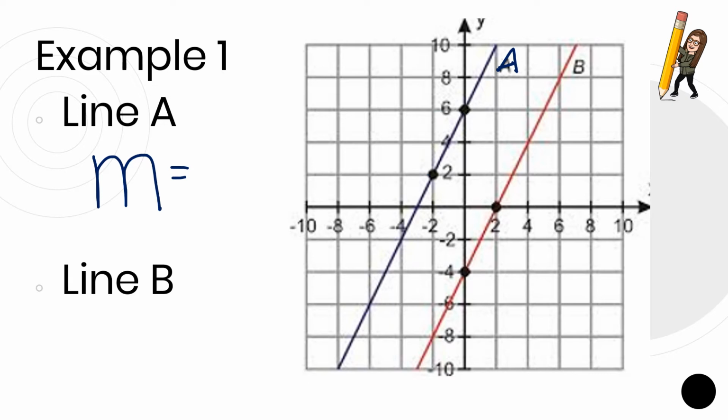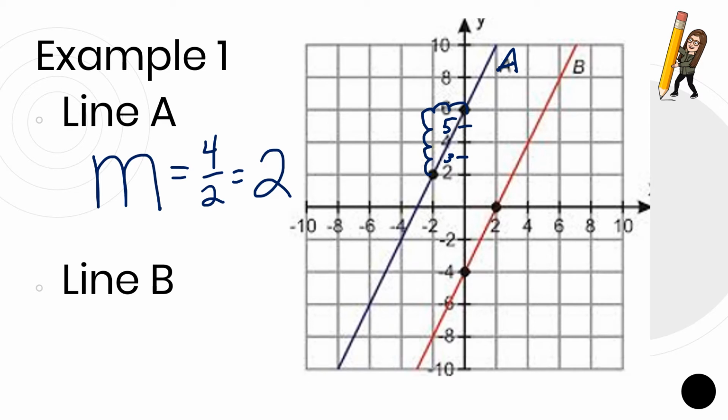Careful though. Notice how that scale is missing every odd number. So technically rise 1, 2, 3, 4, run 1, 2. But 4 divided by 2 is just 2. My slope of the blue line is 2.